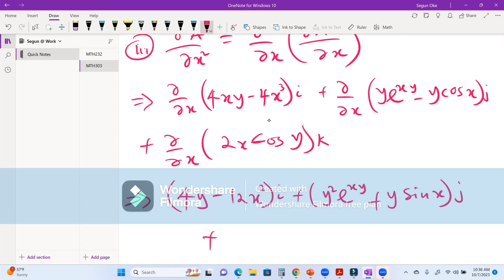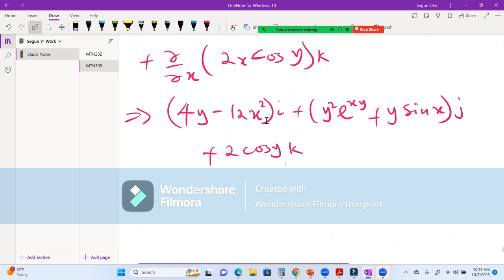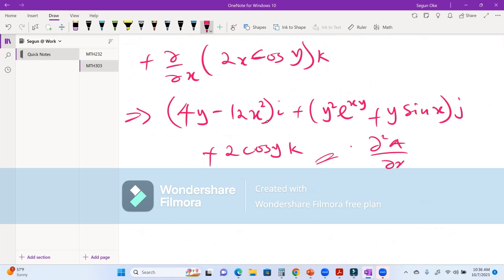So differentiate this, what do you have? Two cos y. That's all. That's what they asked us to do. So this is what we call the square a, the x squared.